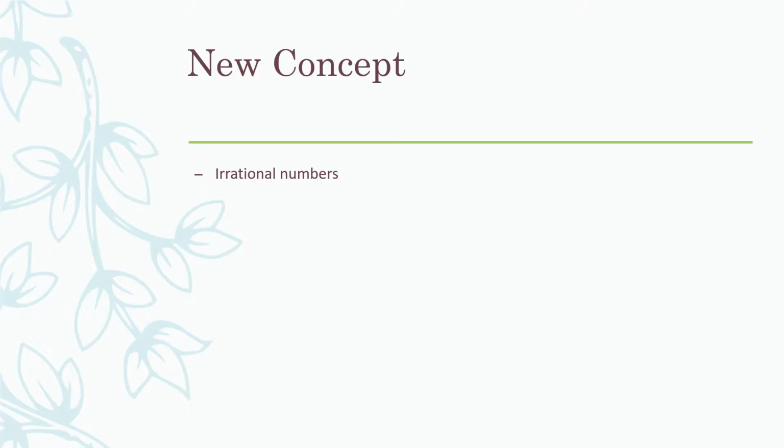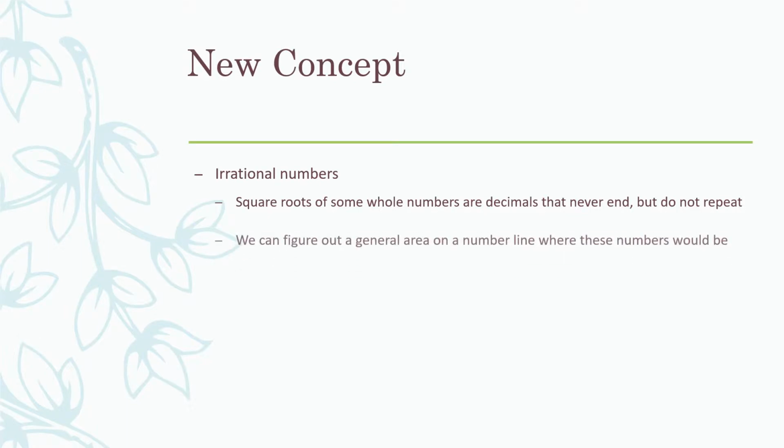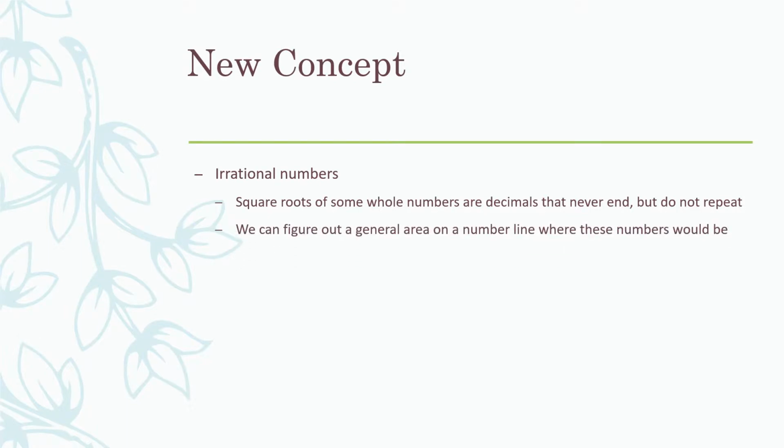So today we're going to talk about irrational numbers. Sometimes when you do the square root of a number, a whole number, you get a decimal answer that goes on forever, but it doesn't repeat. That's an irrational number. When we have numbers like that, the best thing we can do really without a calculator is to get a general idea of where that number would be on a number line. Which whole numbers would it be in between?